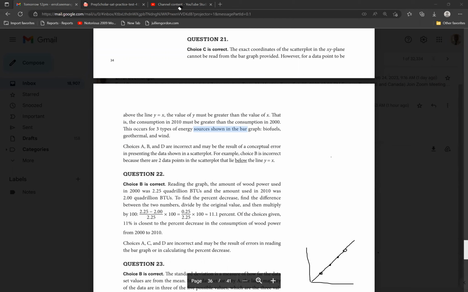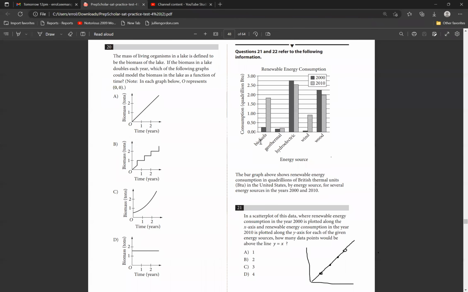Okay. So what they're saying is, in this one, and this one, the gray is bigger. So y equals x in that one. Y is greater than x in those three. The gray is bigger than the black. So those are your three. Okay. That makes sense. Right.